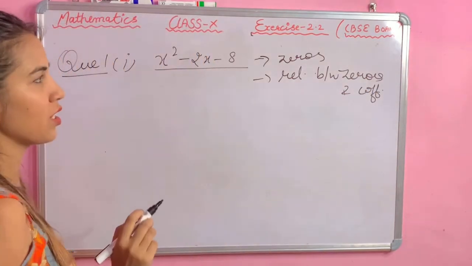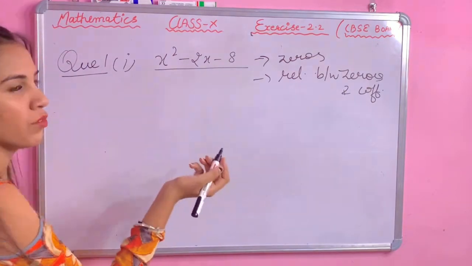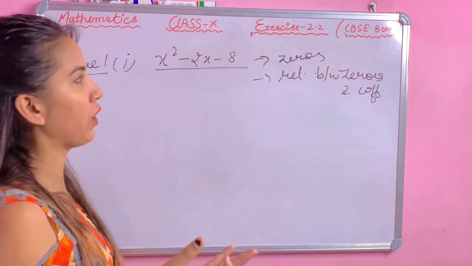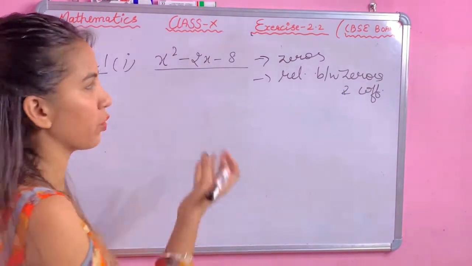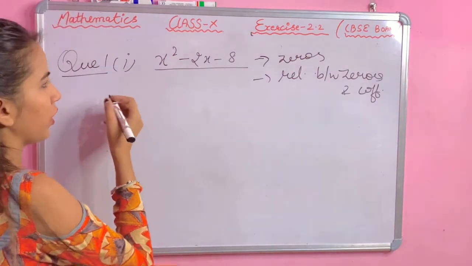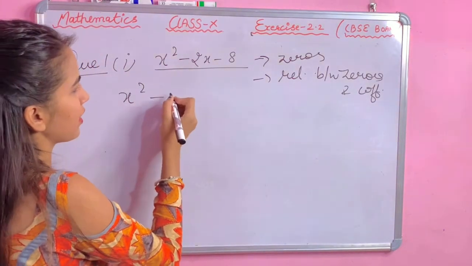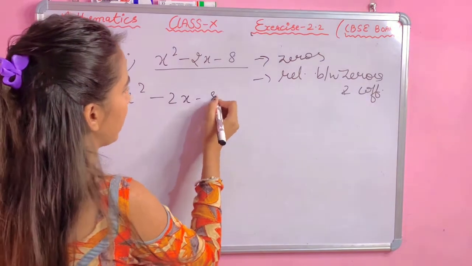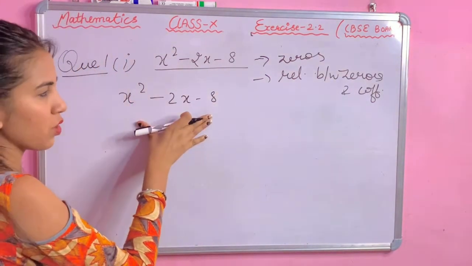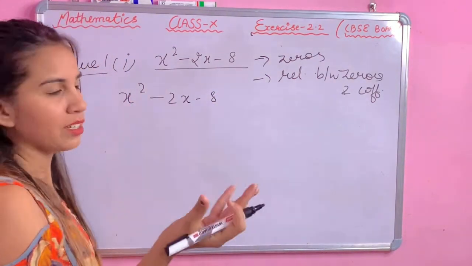Okay, so firstly we have to find the zeros. How can we find the zeros? In 9th class also we found the factors of the quadratic equation. The same we will do here. So the equation is x square minus 2x minus 8. For finding the factors of this equation, we will apply the middle term splitting method.